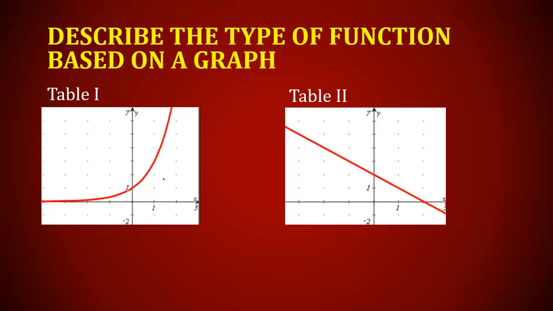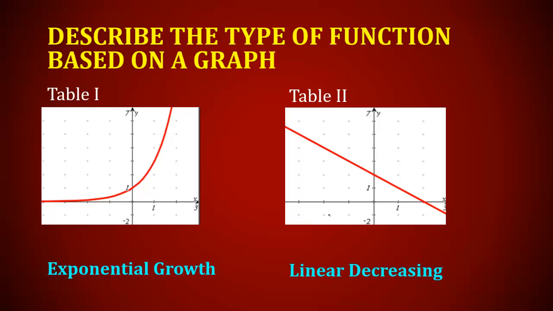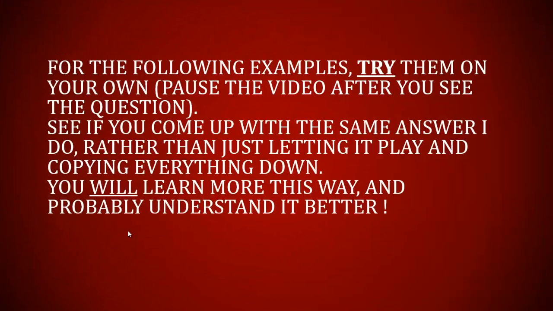In this case, we have an exponential function. From left to right, it is going up. So if it only has that one curve, it's exponential. And since it's going up, it's exponential growth. Here we have a straight line, which tells us it's linear. And since from left to right it's going down, it's linear decreasing. Easy enough. All right, let's take a look at some examples.